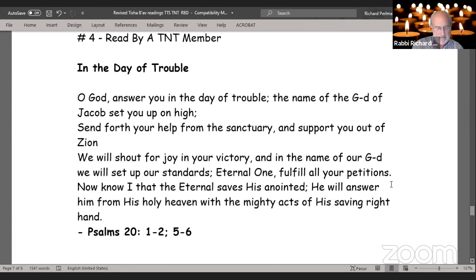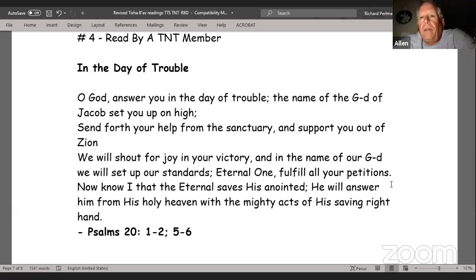Alan? May the Lord answer you in the day of trouble. The name of the God of Jacob set you up on high. Send forth your help from the sanctuary and support you out of Zion.